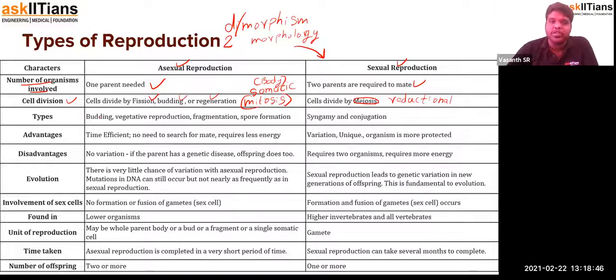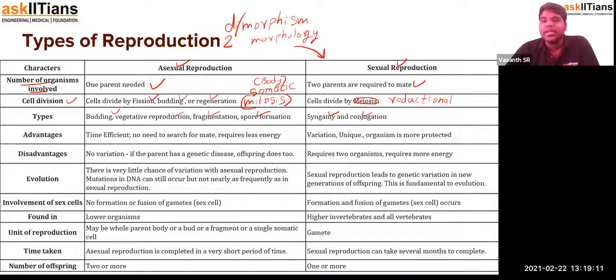Those types are based on how the new individuals are going to be formed. So one is budding, another one is vegetative reproduction, another one is fragmentation and spore formation. So there are lists, and it contains many differences that you'll be studying only in higher classes. But in the case of sexual reproduction, we are going to have syngamy and conjugation.